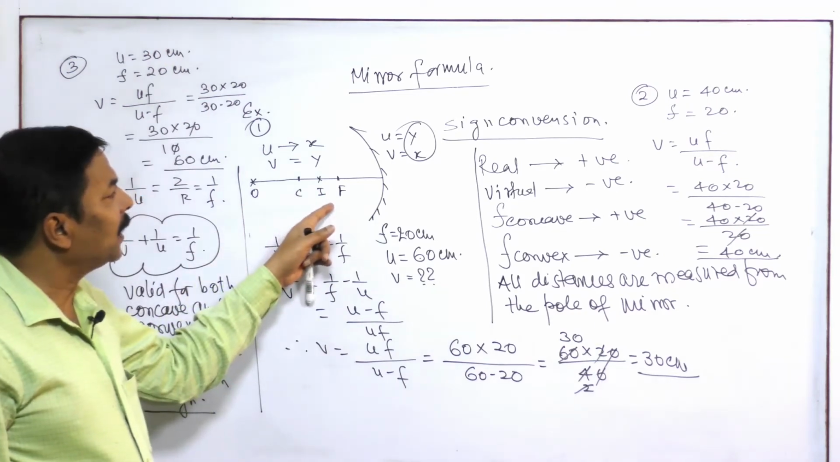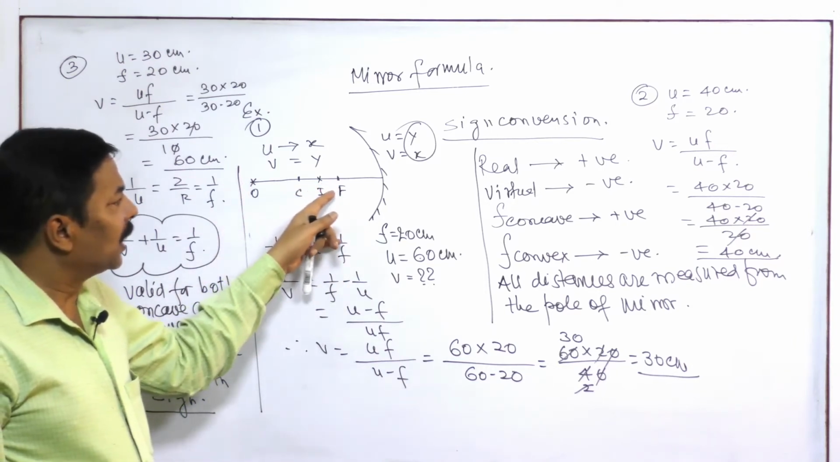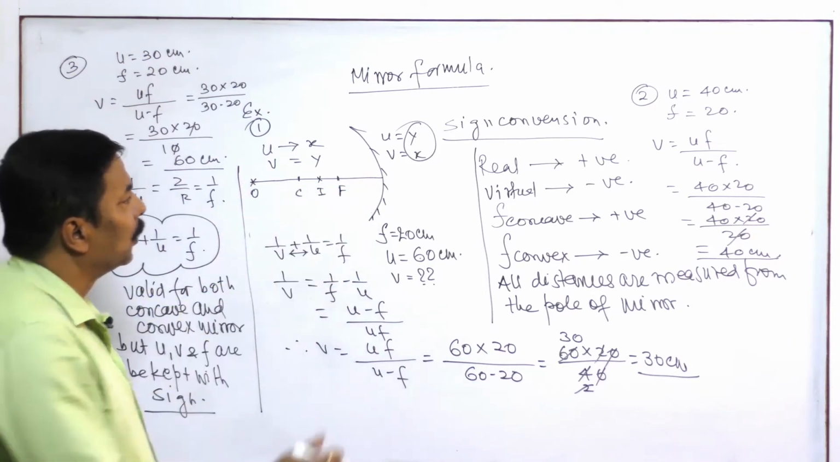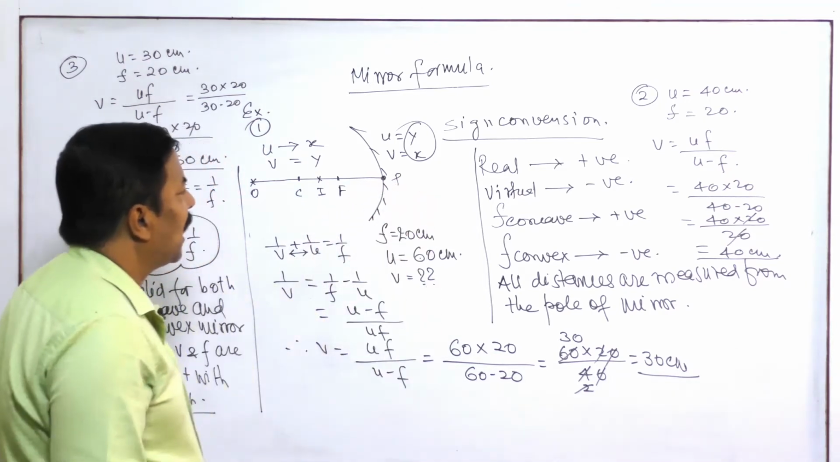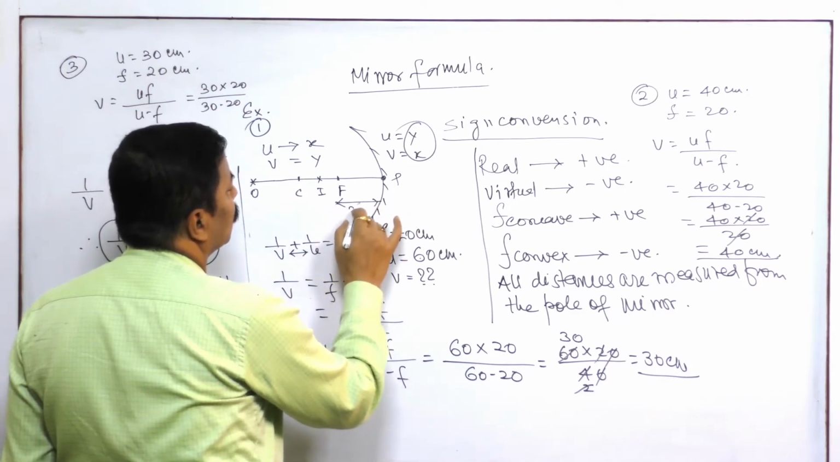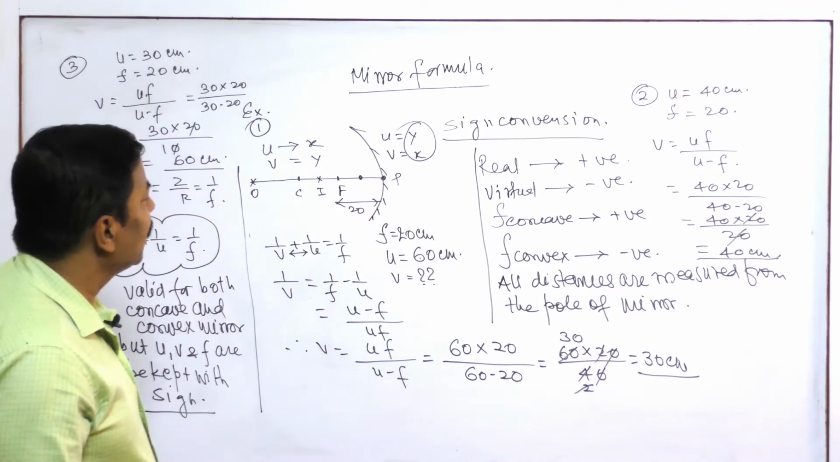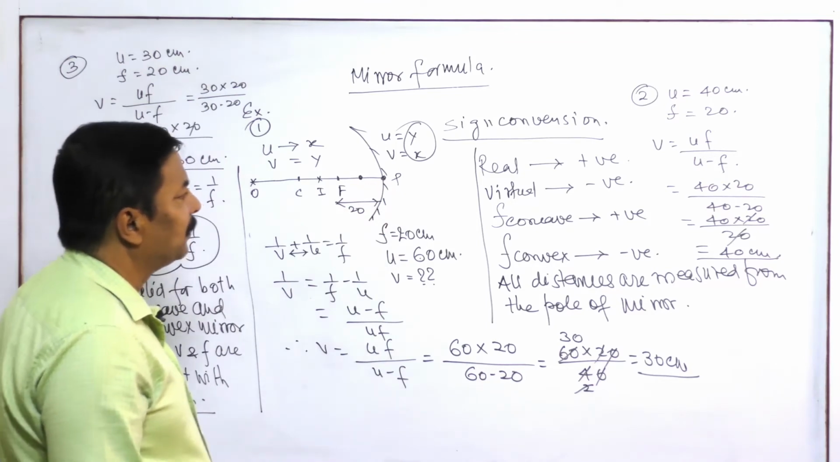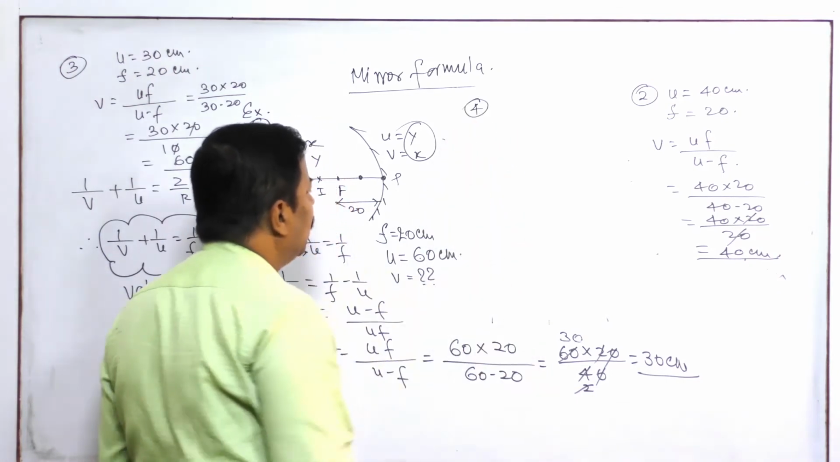Next thing is, at focus the image will be at infinity. Next thing is between focus and pole. So between focus and pole, I am considering a distance; this is suppose your 20 centimeter, so I am supposing this distance, suppose 10 centimeter. So next case is the fourth example I shall be taking.